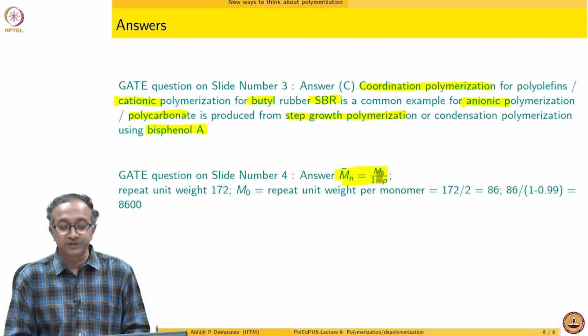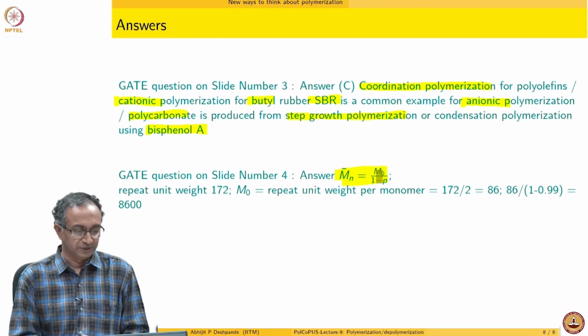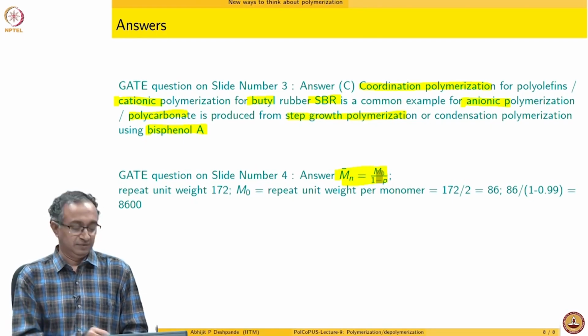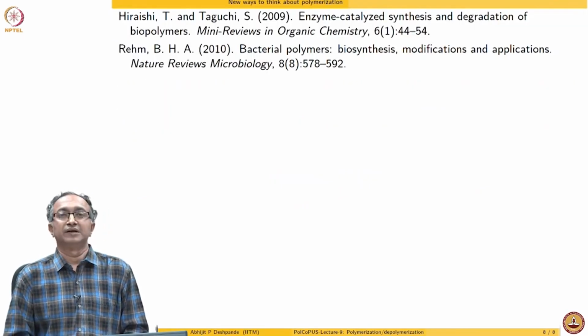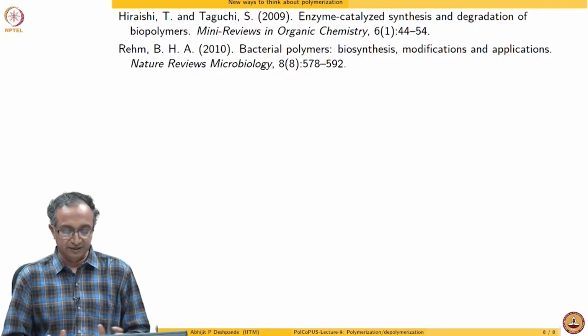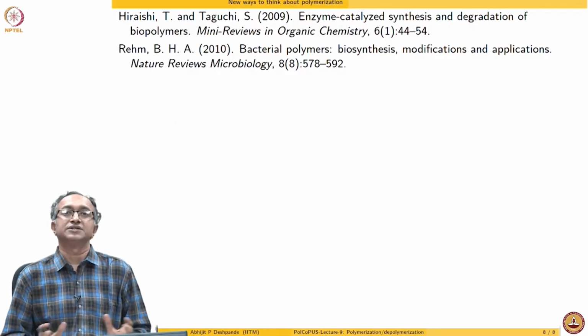And of course, in terms of step growth polymerization, this is a simple formula to calculate the average molar mass for a step growth polymerization. So with this, we will come to a close on this lecture, which is related to thinking about sustainability of polymeric systems. Thank you.